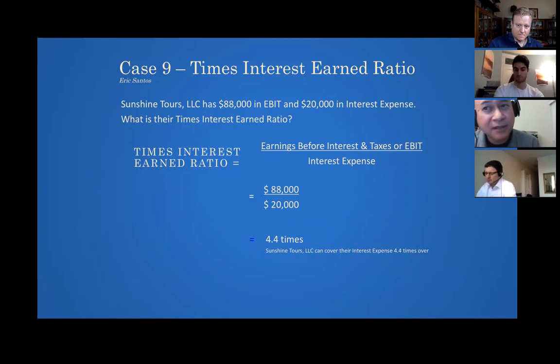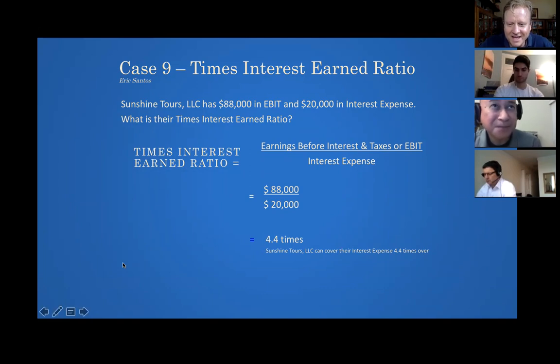Anything at 2.5 times is a warning sign. Anything lower, the company could be at risk of not being able to pay their interest expense when it's due. Now, in this example, at 4.4 times over, they can pay their interest expense, which is good. They can definitely cover that interest expense when it's due. So right there, I'll end it and see if there are any questions.